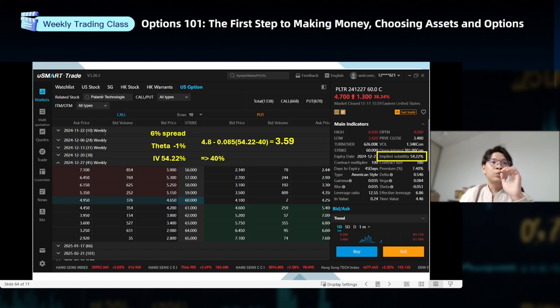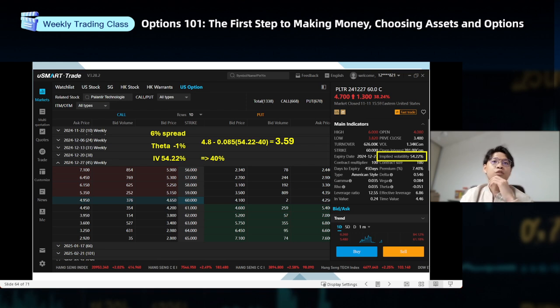So we will get to deduct it, and then you will get to know that if the IV now is at 40%, this premium should go for $3.59. And that will be a $1.20 difference, just because of the IV. So now this option is actually way more expensive than what it should be.